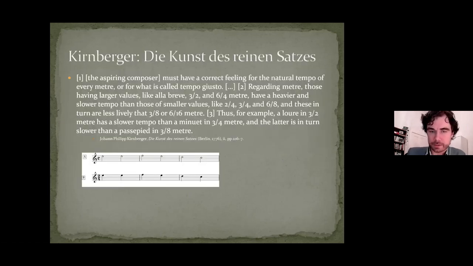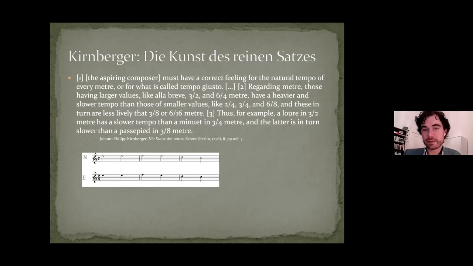The aspiring composer must have a correct feeling for the natural tempo of every meter, or for what is called tempo giusto. Regarding meter, those having larger values, like alla breve, 3/2 and 6/4 meter, have a heavier and slower tempo than those of smaller values, like 2/4, 3/4, and 6/8. And these in turn are less lively than 3/8 or 6/16 meter. Thus, for example, a lure in 3/2 meter has a slower tempo than a minuet in 3/4 meter, and the latter is in turn slower than a passepied in 3/8 meter.